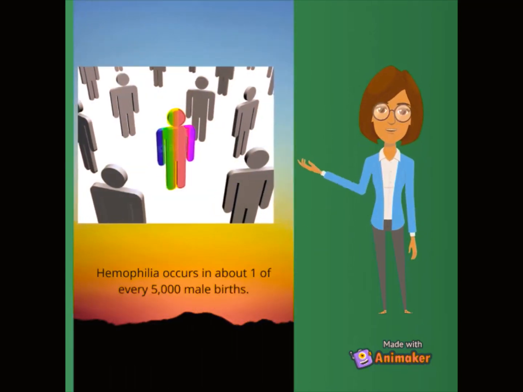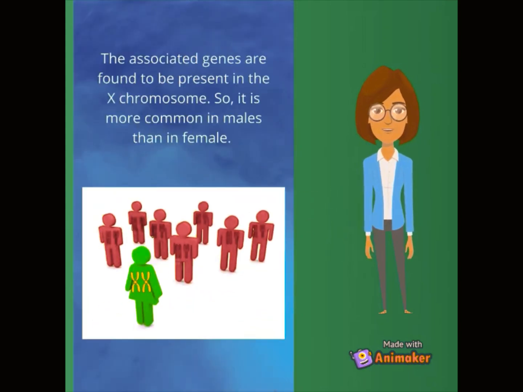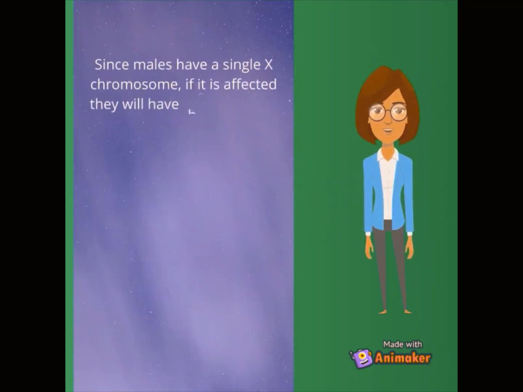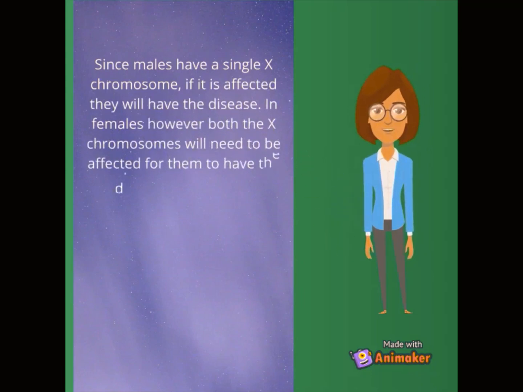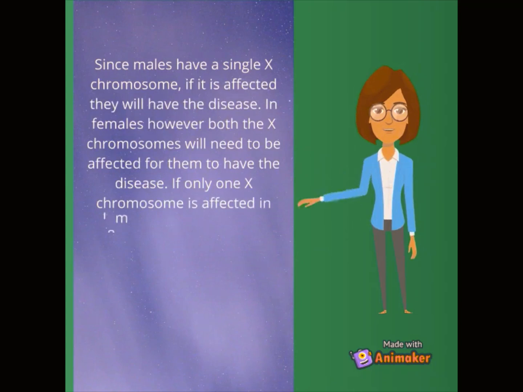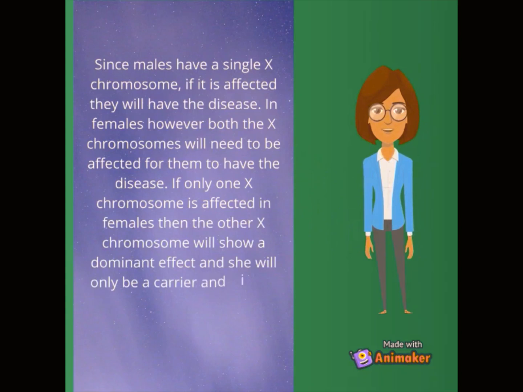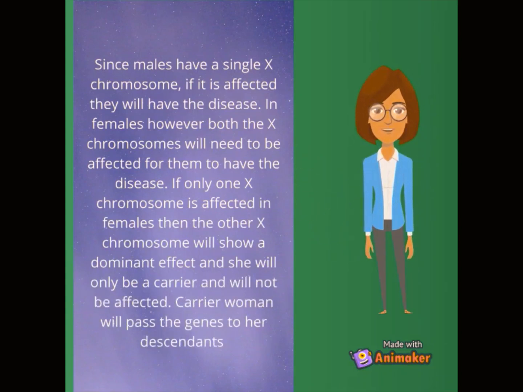Haemophilia occurs in about 1 of every 5,000 male births. The associated genes are found to be present in the X chromosome. So, it is more common in males than in females. Since males have a single X chromosome, if it is affected they will have the disease. In females, however, both the X chromosomes will need to be affected for them to have the disease. If only one X chromosome is affected in females, then the other X chromosome will show a dominant effect and she will only be a carrier and will not be affected.